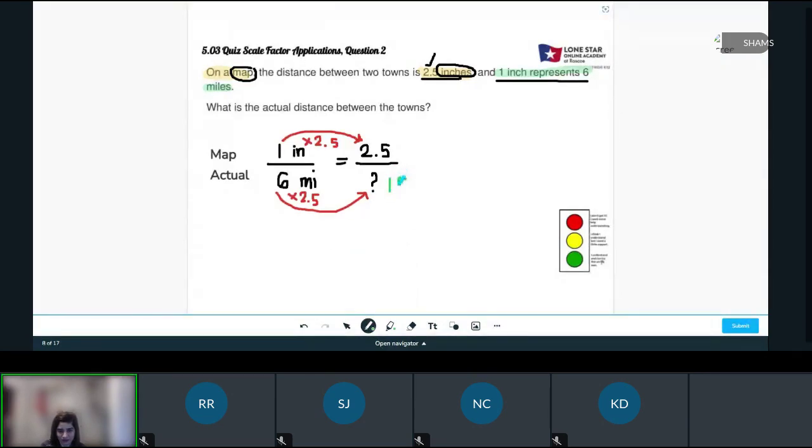15 is the correct answer. So what is the actual distance between the two towns? The actual distance between the two towns is going to be 15 miles.